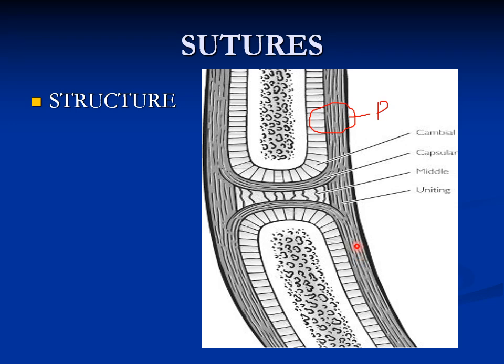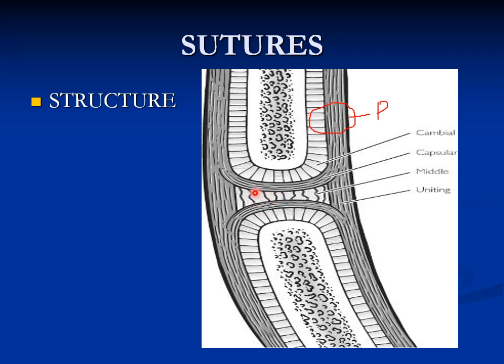So the fibrous layer of the periosteum of one bone blends and unites with the fibrous component of the other bone. So this tissue, which is the fibrous tissue uniting the two bones together, can be replaced by bony tissue later on. So after the age of 20s, it shows the osteogenic property. As you have seen, this cambial layer has osteogenic characteristics.